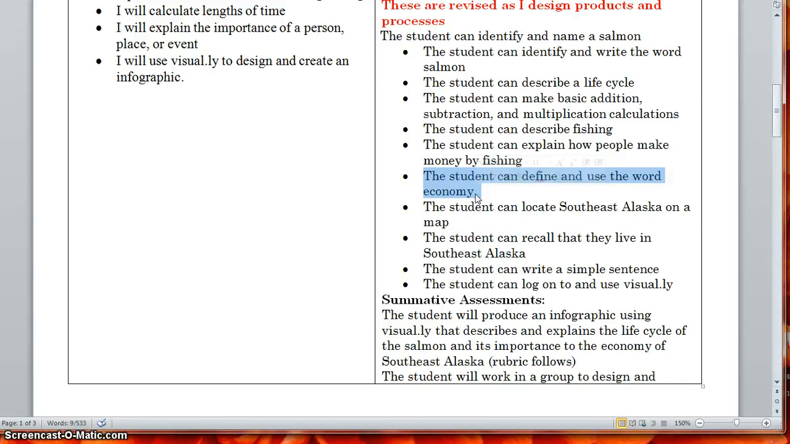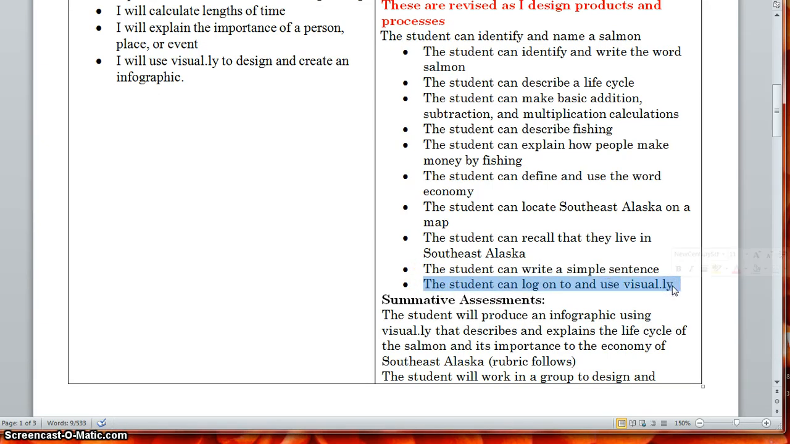They're also going to be part of my stage 3 learning opportunities, but as I said, they duplicate themselves, these formative assessments and learning opportunities. Can the student find the area we're talking about on a map? Do they know that they live in that area on the map? Can they write a sentence? And then can they log on to and use Visme?